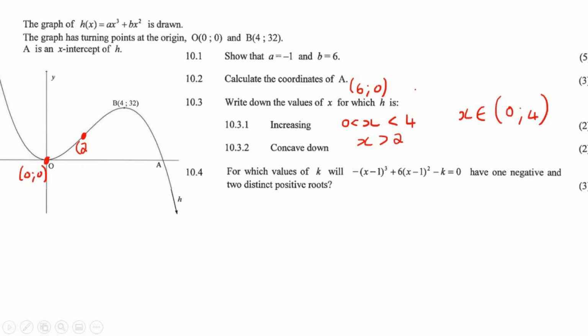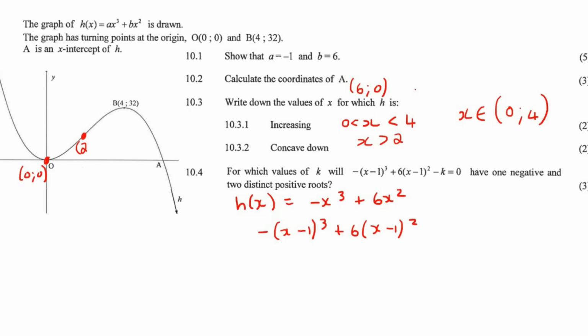The next one, for which values of k, everyone's favorite, that's a joke guys, for which values of k will this graph have 1 negative and 2 distinct positive roots? I want to show you guys something. I want to quickly write out the original equation. Okay, so that was the original equation. Now look what they've done here.